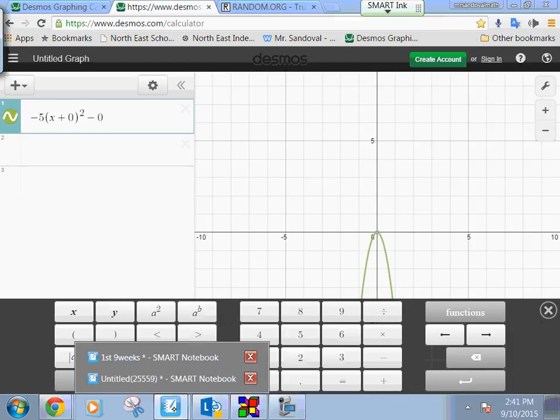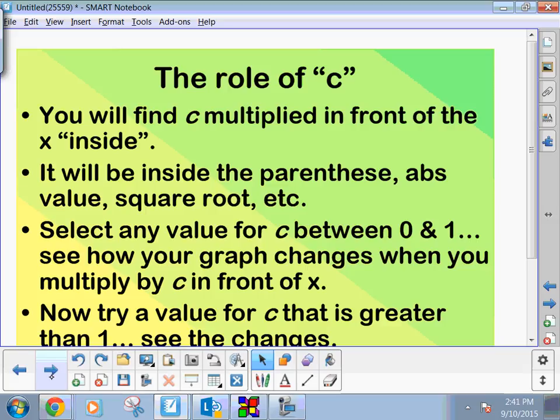Now, where does that happen? It happens right here. It happens with the row of C. The C is located in front of the x inside the parentheses. So it will be inside of any absolute value, square root. That's how you identify C. Just write the first two bullets for your notes, just the first two bullets.